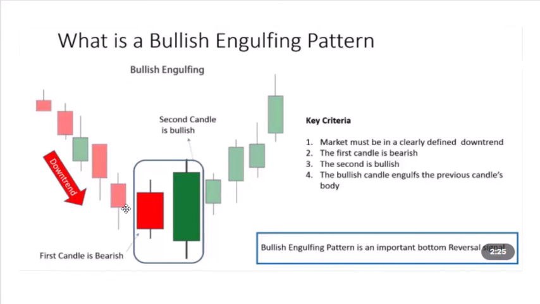So we do want to see that before we see the engulfing. The first candle is the bearish candle. The second candle is the bullish candle. The bullish candle engulfs the previous day's candle's body. Bullish engulfing pattern is an important bottom reversal signal. As we can see, the bullish engulfing pattern is a very easy signal to identify.